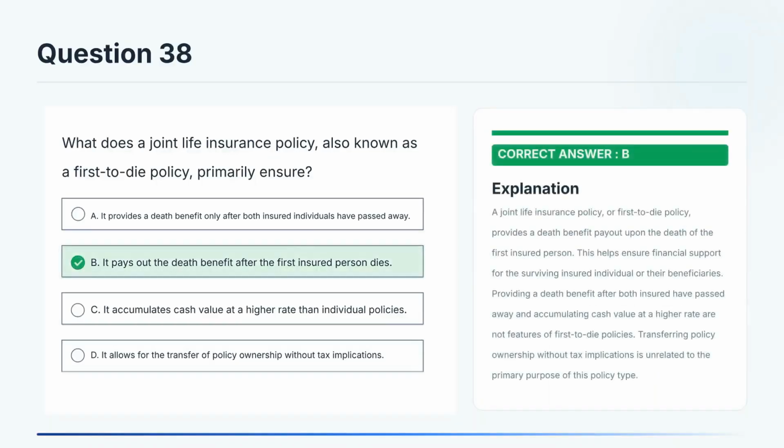The correct choice is B. A joint life insurance policy, or first-to-die policy, provides a death benefit payout upon the death of the first insured person. This helps ensure financial support for the surviving insured individual or their beneficiaries. Providing a death benefit after both insured have passed away and accumulating cash value at a higher rate are not features of first-to-die policies. Transferring policy ownership without tax implications is unrelated to the primary purpose of this policy type.